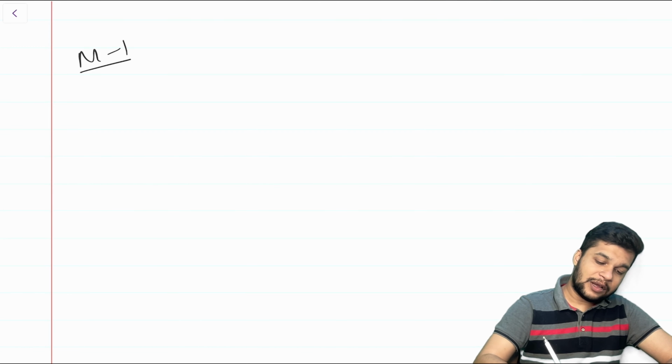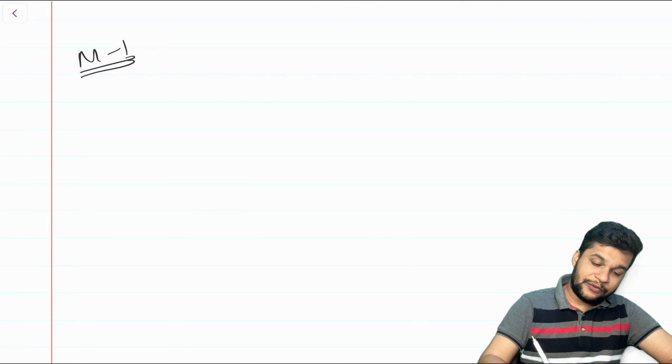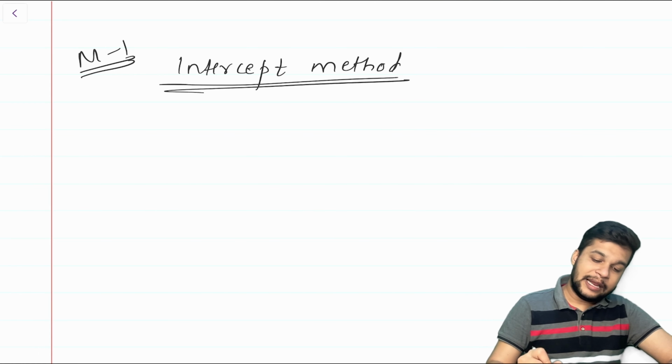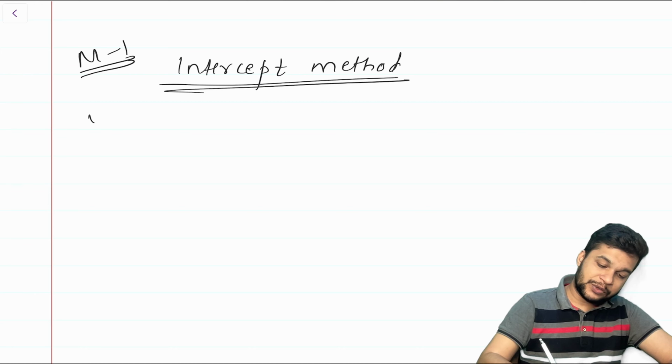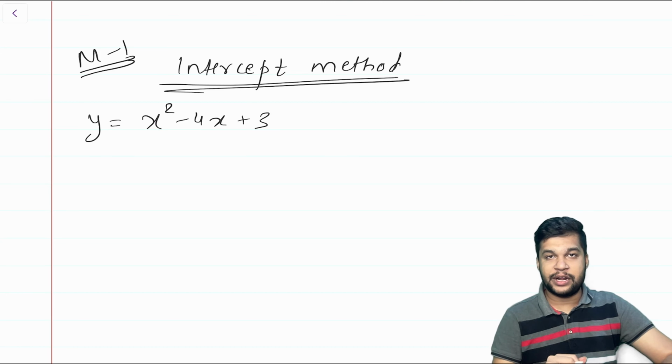So method 1 of drawing the quadratic function. The first method is known as the intercept method. Okay, so what does it mean? Let's say you have a quadratic function which is y equal to x square minus 4x plus 3. You have to sketch the graph of this quadratic function.